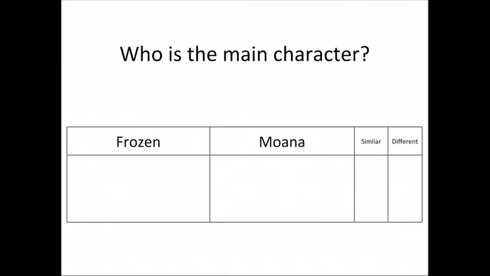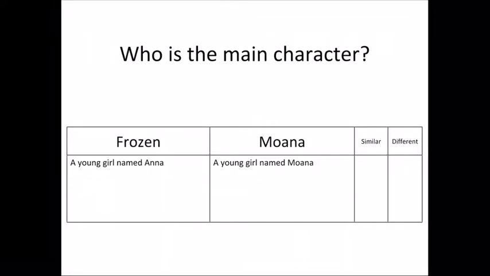All right, let me show you what I was thinking. I believe that the main character of Frozen was a young girl named Anna. And I believe that the main character of Moana was a young girl named Moana. Now the real question, are these main characters similar or different?